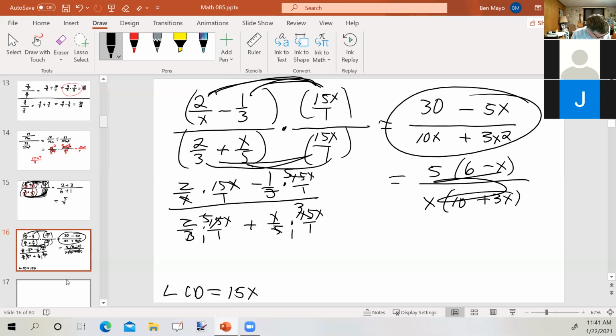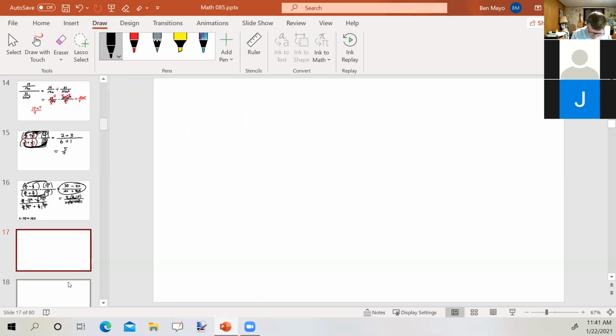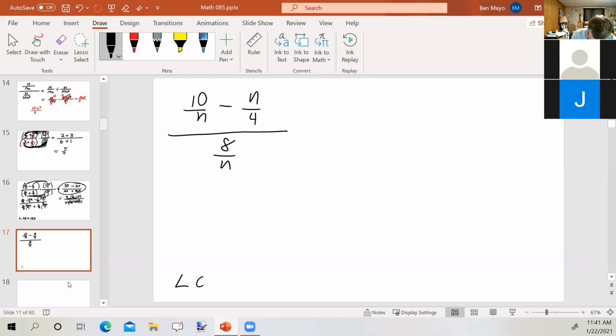Let's take a look at this problem. 10 over n minus n over 4, the whole thing over 8 divided by n. So what's the LCD of n, 4, and n? It would just be 4n. So I'm going to multiply by 4n over 1 over 4n over 1.